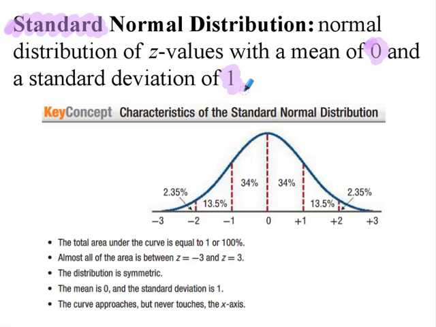Now notice, it still fits a lot of the same characteristics. The total area under the curve is 100%. Almost all the area is between z equals -3 and z equals 3. The distribution is symmetric. The mean is 0 and the standard deviation is 1. The curve approaches but never touches the x-axis. So really the only difference versus all those things that you wrote down is this statement right here. The mean is 0 and the standard deviation is 1. So that's what you need to get down for a standard normal distribution. We're going to standardize problems so that they fit the standard normal distribution.